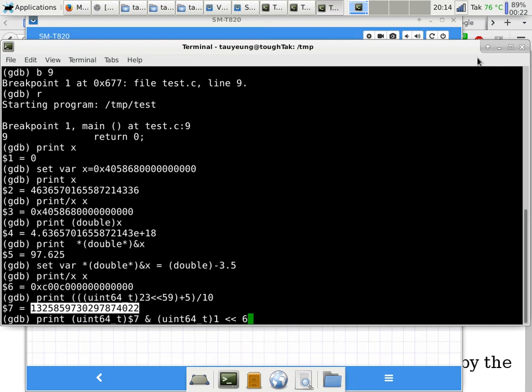63 times, because the number has 64 bits. The 1 is taking up 1 bit. We need 63 zeros to the right-hand side to fill up the entire thing. So it's 63.